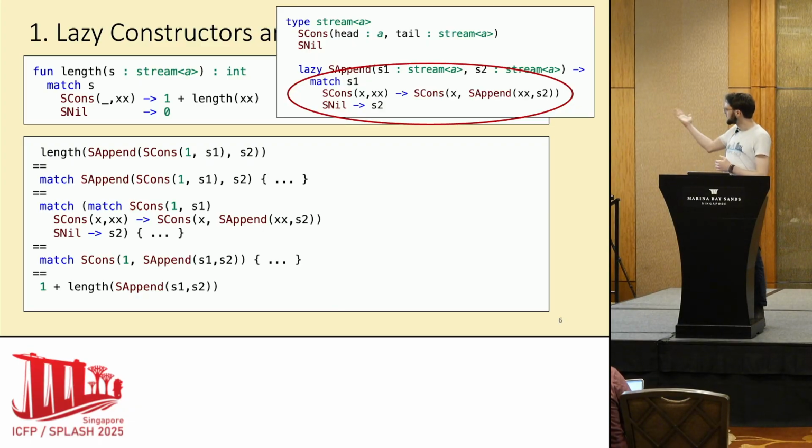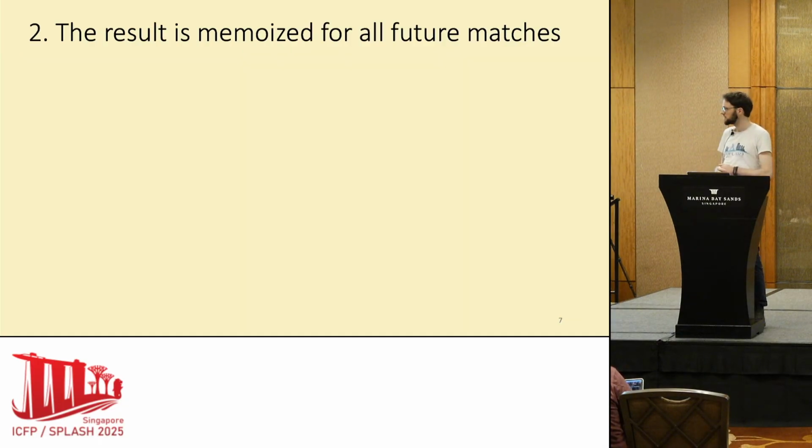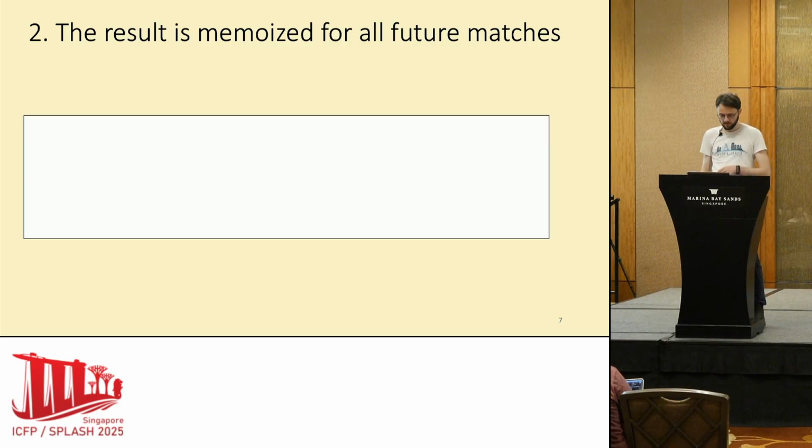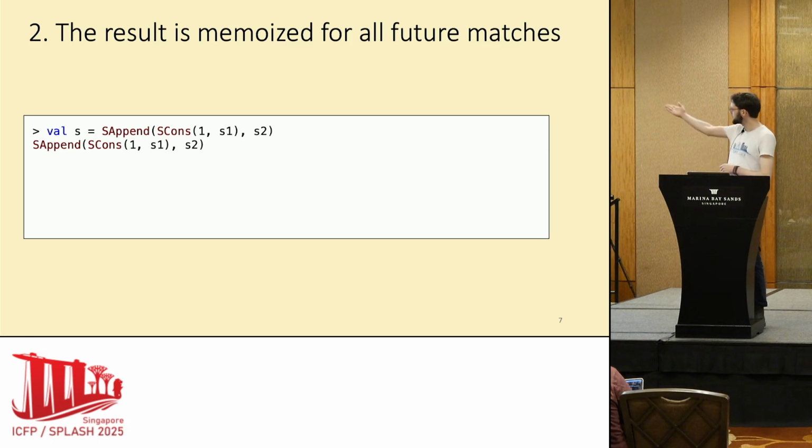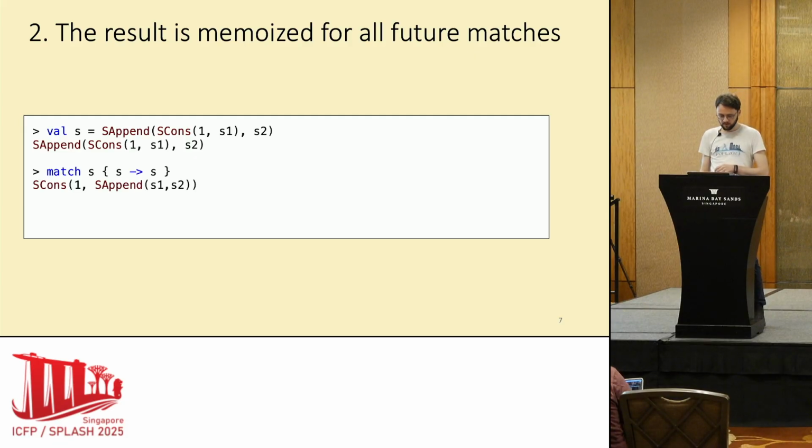So we can see that the first part of laziness happens here. We evaluate lazy constructors on every match. The second principle of laziness is about memoization. The result of a lazy constructor should be memoized on all future matches. So let's say I have my lazy constructor here and I bind it to the name S. Then if I perform a match on it, it has to be evaluated to a cons. And after that, it stays evaluated like this.